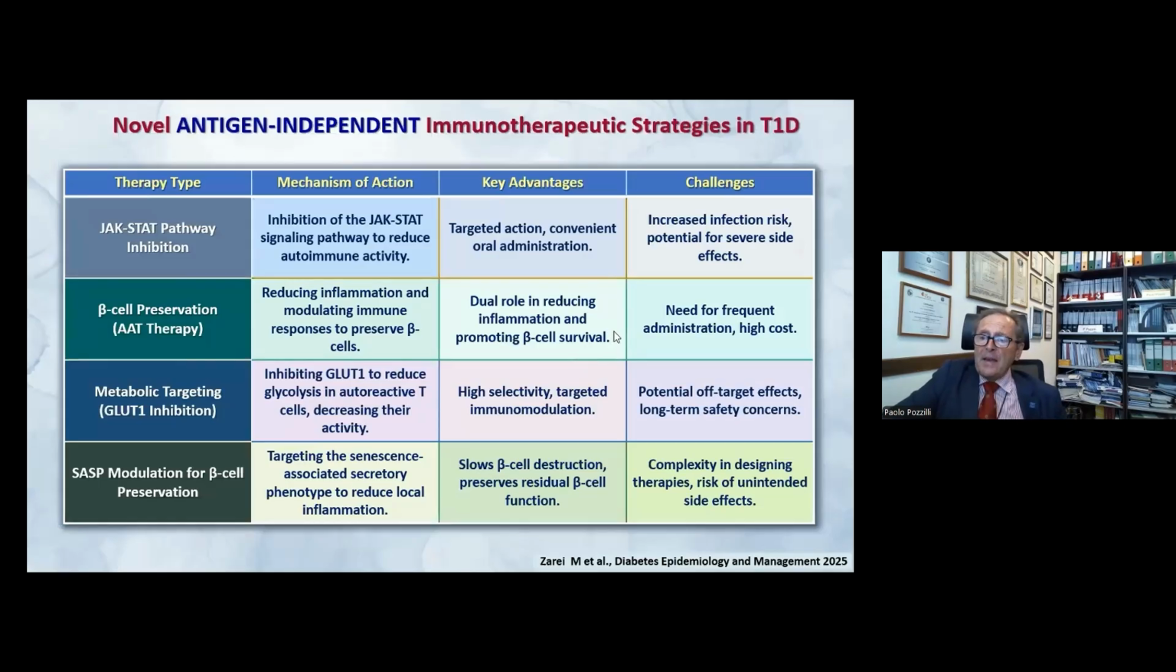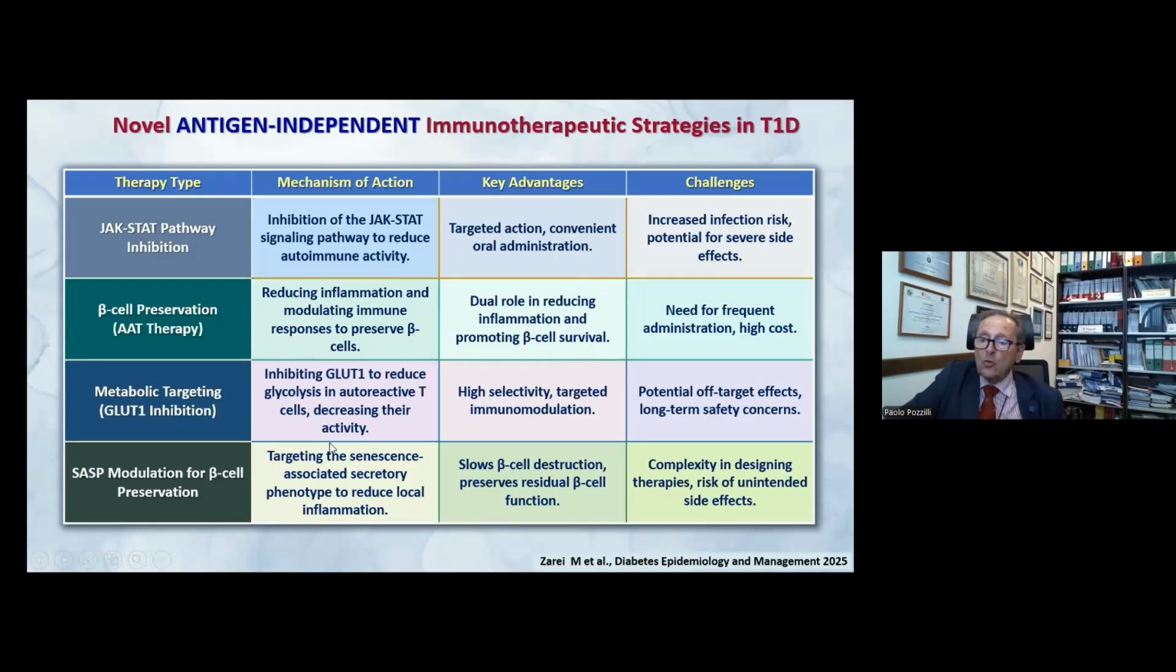These are the novel antigen-independent immunotherapeutic strategies for type 1 diabetes. As you can see here, there are other interesting therapy types, from JAK-STAT pathway inhibition to reduce autoimmune activity, to beta cell preservation, modulating immune responses and reducing inflammation. By doing so, you tend to preserve the residual beta cells. Then there is inhibiting GLUT1 to reduce glycolysis in autoreactive T cells, which should decrease the activity of T cells versus beta cells, and targeting SASP modulation, the senescence-associated secretory phenotype, for beta cell preservation, also to reduce local inflammation.